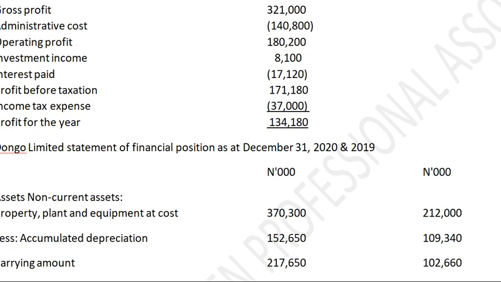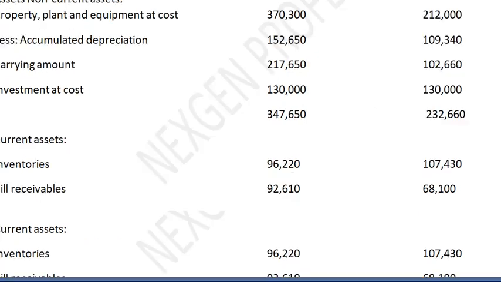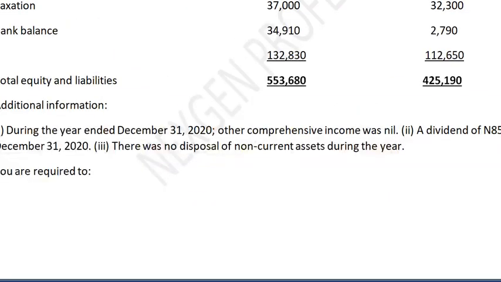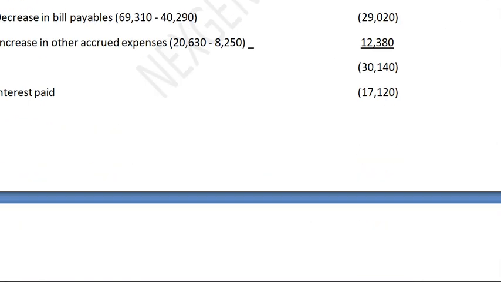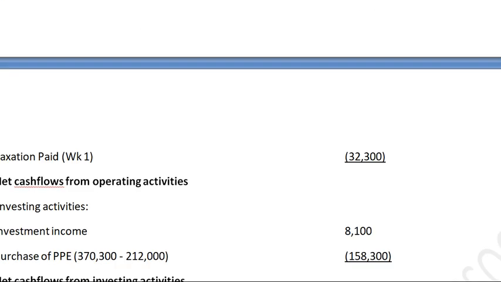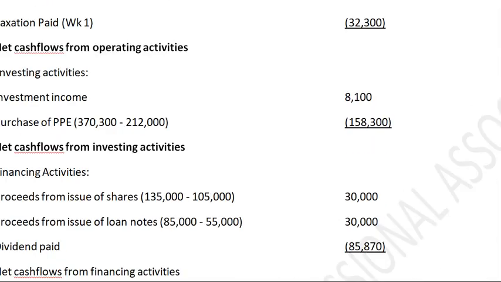We're also told that income tax expense is 37,000, but there is additional information. Let's check if there's anything on tax. Okay, they didn't say anything on tax in the additional information. So it is that same tax that we are going to less, the 37,000. Okay, I think there are workings on that. Let's check out the workings.